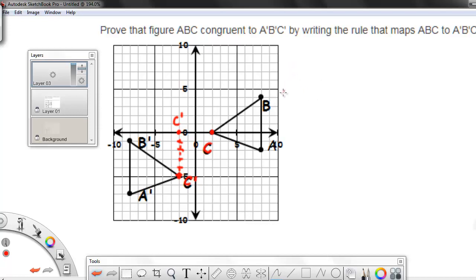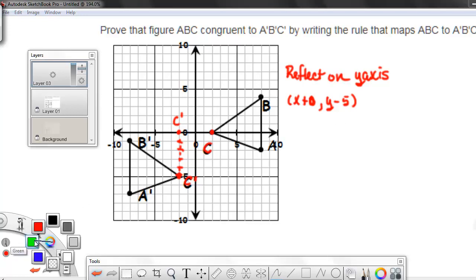So the rule that I'm looking at is a reflection on the y-axis and a translation of x. I don't move left or right, so it's x plus 0 and y minus 5. Now I have to test one more point to make sure that it's right. I'll go ahead and use blue.